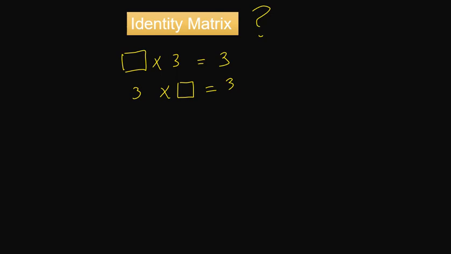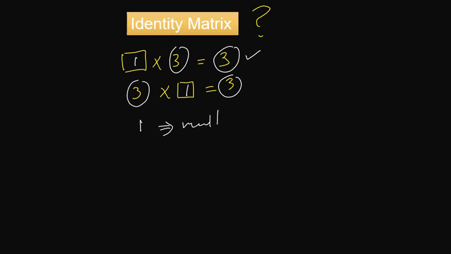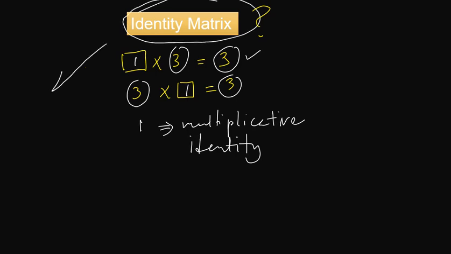So of course the number is 1. 1 times 3 is 3, you get the same number. 3 times 1 is 3, you get back the same number. So 1 is the multiplicative identity, multiplicative identity. So in matrix, identity matrix, what does it mean?